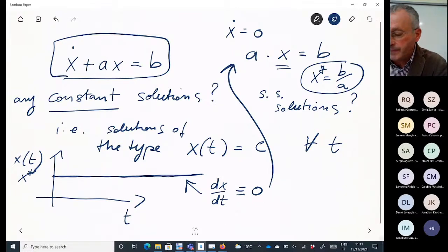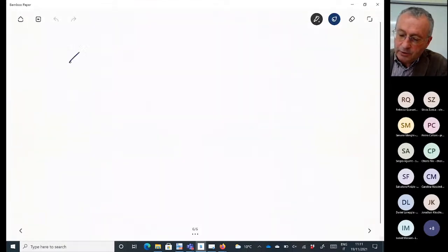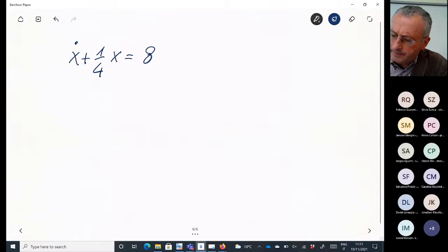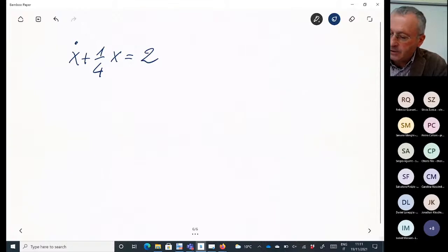Example. Find the steady state solution to this one: x dot plus 1 over 4x is equal to 2. This was the example in the slide, sorry. Okay, so set x dot equal to 0. 1 over 4x is equal to 2. x star is equal to 8.